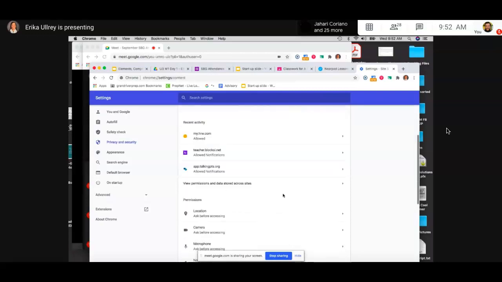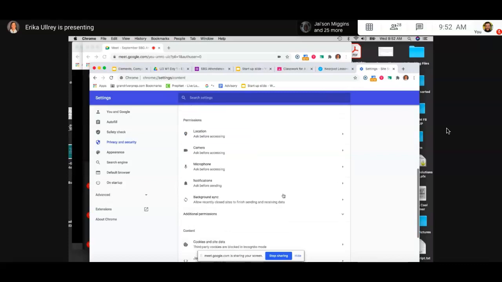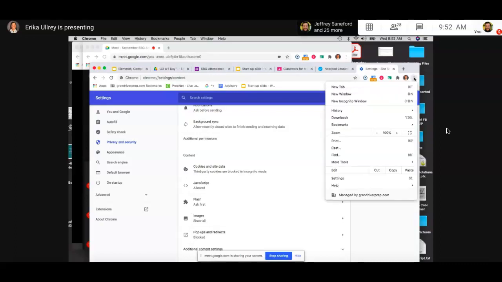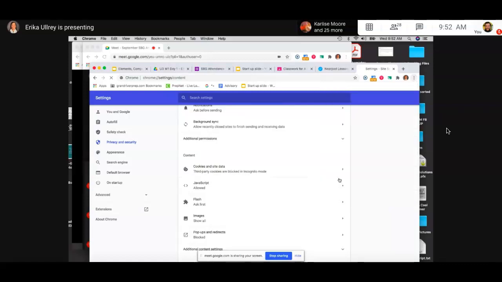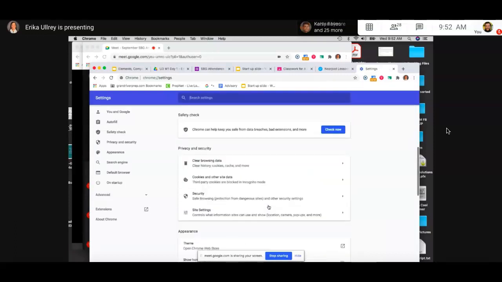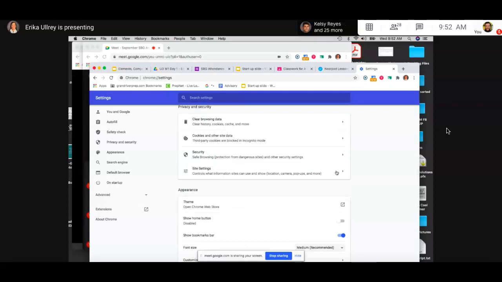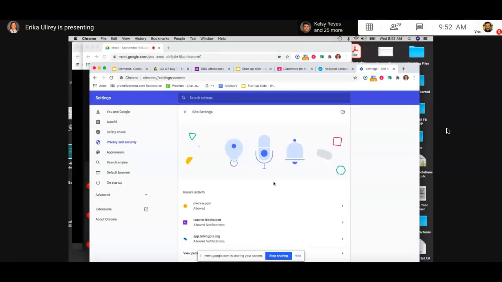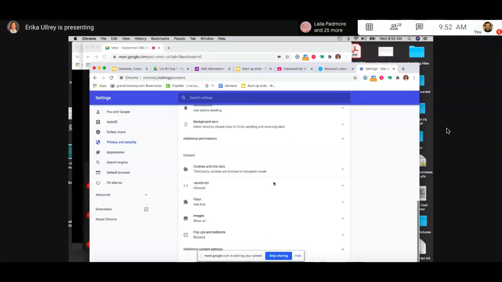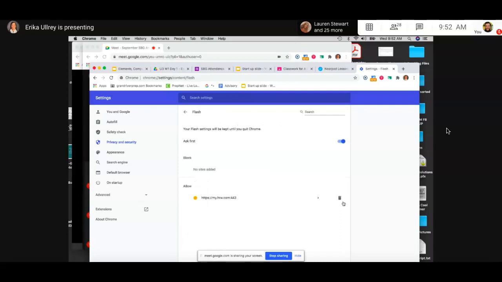Once you're there, you're going to scroll down until you see Flash, right? You're going to see where it says Flash. So again, here's how we got there. I went to the corner, click three dots. Once I click those three dots, I click Settings. Once I'm in Settings, I'm going to scroll down to where it says Site Settings. I'm going to click on that little triangle. I'm going to scroll down to where it says Flash. And once you're on Flash, you're going to click the little triangle.